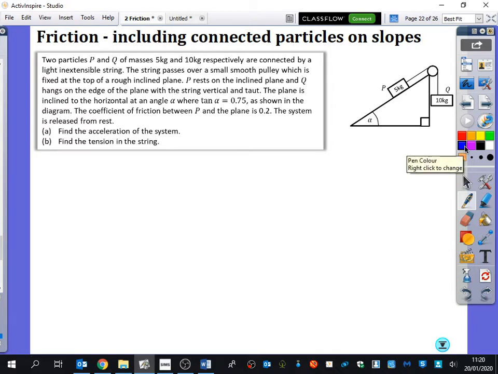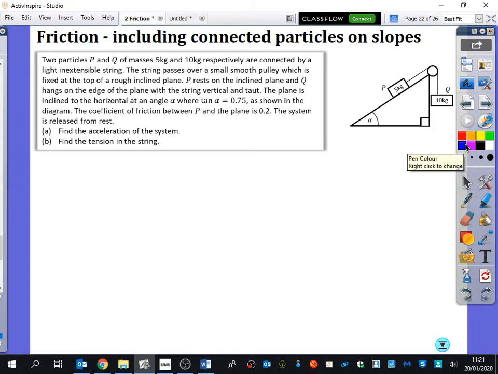So we're going to do connected particles on slopes, connected particles in all, not just ones that look like this. One of the questions I'm going to set you later on looks like this kind of thing. We talked about this before, didn't we? We talked about the different situations with connected particles and how friction we can now take into account for all of these things. So we're really revisiting those ideas that we've got.